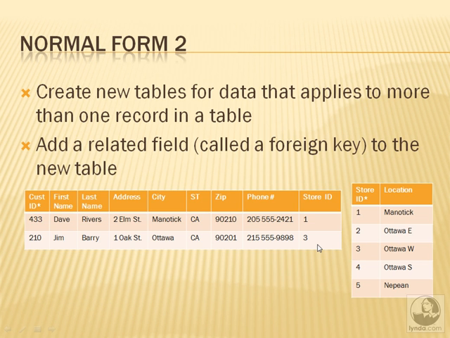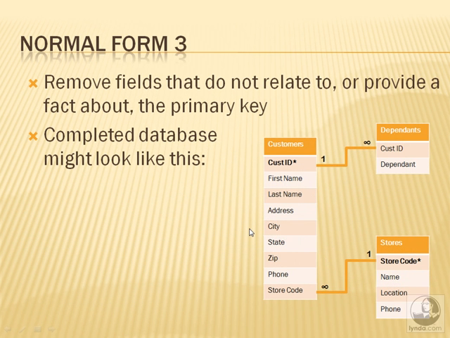Normal form 3 is where we remove fields that do not relate to or provide a fact about the primary key. So in a table, you look at that primary key. If you see fields that don't actually relate to the primary key, you can put them off in their own tables and link those tables through a common field. So take a look at this example here where we've got customers, and then the store code is in the stores table. And there's the link from store code here to store code over here. And then dependents, we saw that in the earlier example where the customer ID is related to its various dependents.